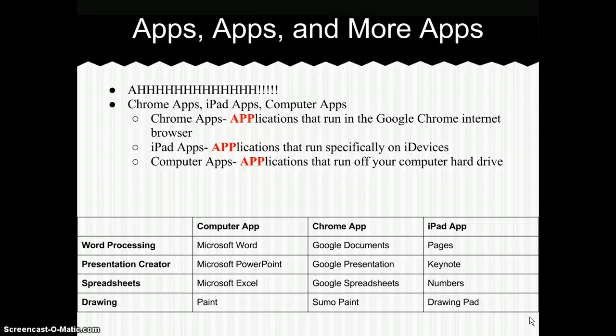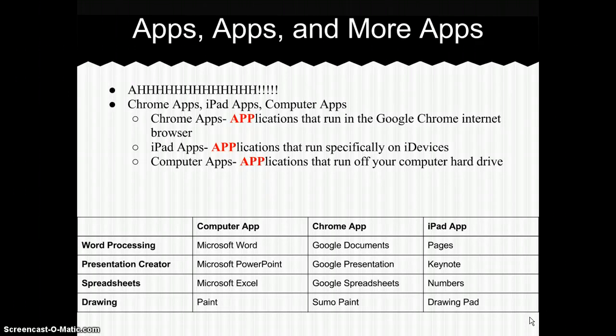have an iPad, or you have a computer, or you have all three, sometimes some of these things can be very overwhelming. So you have apps, and more apps. So what the heck is an app? What's an app do? Chrome apps are applications that run in the Google Chrome Internet browser. They run on the web. iPad apps are apps that run specifically on your iDevice, iPod, iPad, iPhone, and so those are iPad apps found in the App Store, the Apple App Store.